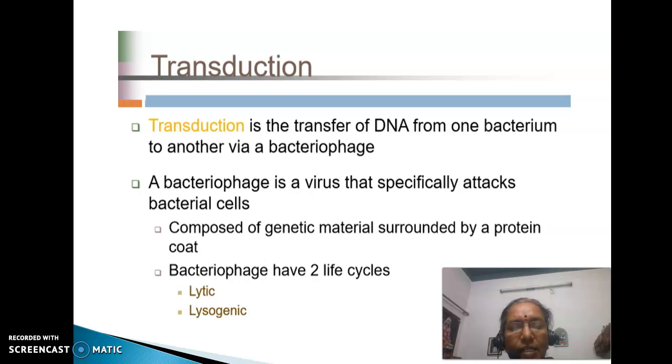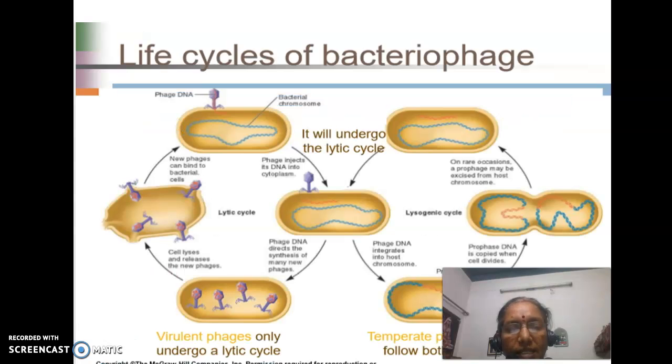Bacteriophages can replicate by two modes. One is the lytic mode, the other is the lysogenic mode. We can easily understand this with the help of a diagram. In this diagram, on the left side you are finding the lytic cycle, and on the right side the lysogenic. The lytic cycle is mostly followed by the virulent phages as a part of their life cycle, while the temperate phages can follow both the lytic as well as the lysogenic.